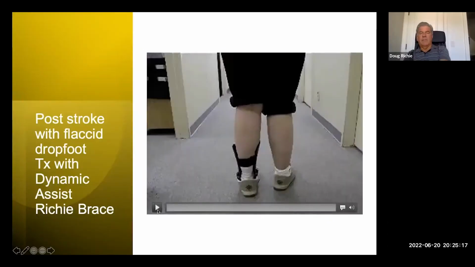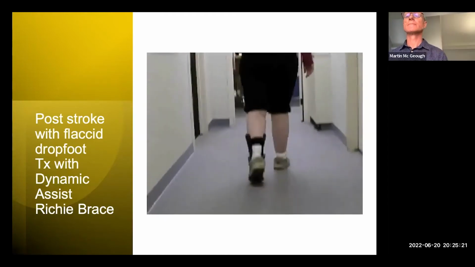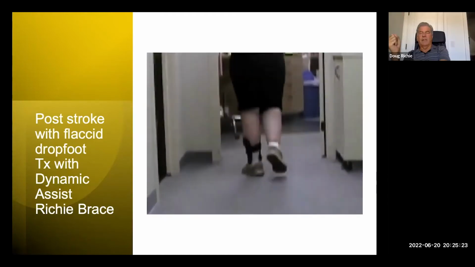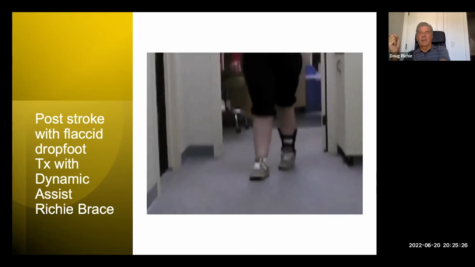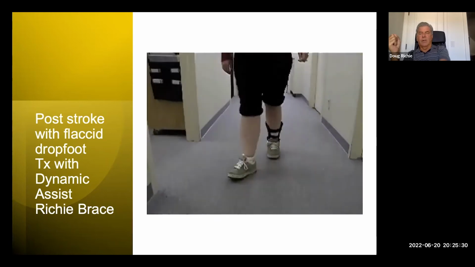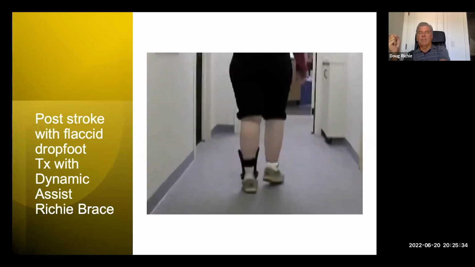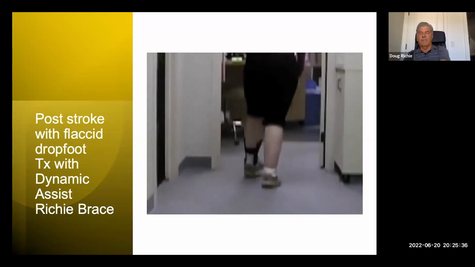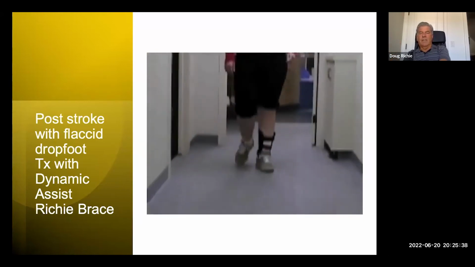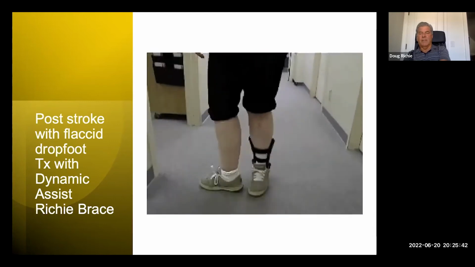So this patient is a perfect candidate for the Richie Dynamic Assist because she has full range of motion of her ankle, no spasticity, no equinus, and now you see that she heel strikes. The goal of treatment is to restore heel strike and to prevent toe drag during the swing phase of gait. And the nice thing is she's able to wear this brace with just low top lace-up tennis shoes.